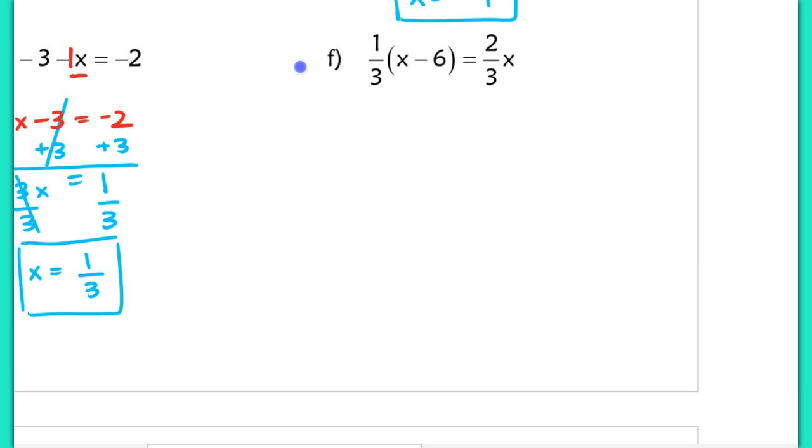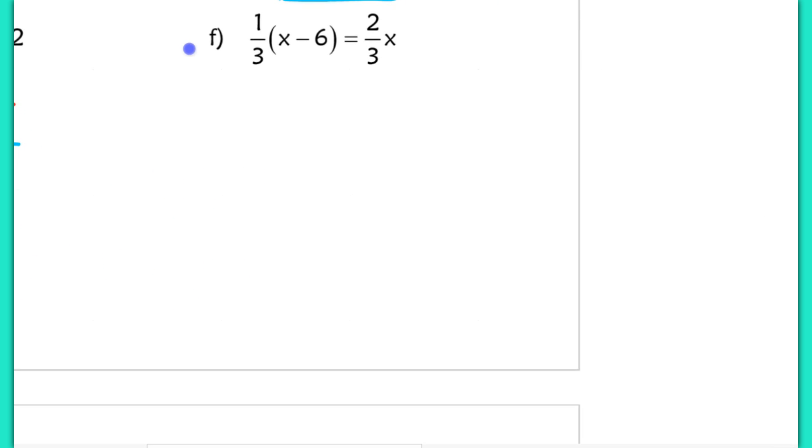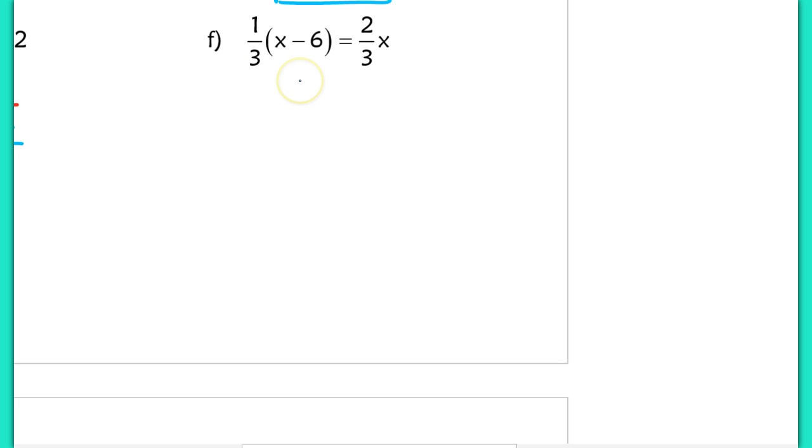In F, let's work on this one. This one's kind of a tough one because we've got a fraction here in front of the parentheses. That's okay though, we're still going to distribute. 1/3 times 1x gives me 1/3 x. So that one's not too bad. 1/3 of negative 6 is negative 2. So that's something I would type into my calculator if I wasn't sure about that. Then I have on the right hand side equals 2/3 x.